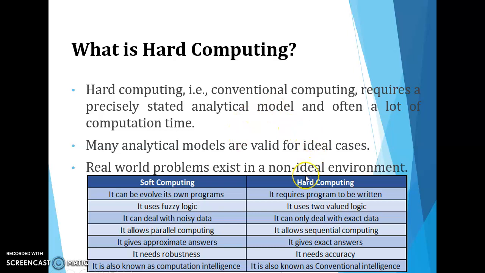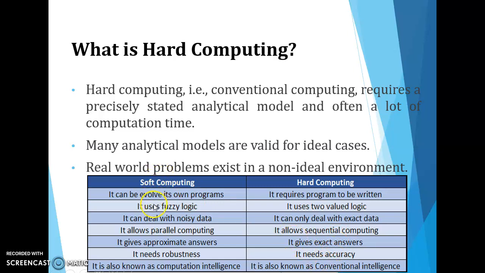We study data structures, OOPS, programming in C, Python or algorithms. Everything deals with hard computing. It requires a program to be written, uses binary logic, zeros and 1. It can deal with exact data, it allows sequential computing, it gives an exact answer for the input, it needs accuracy, and it is also known as conventional AI.